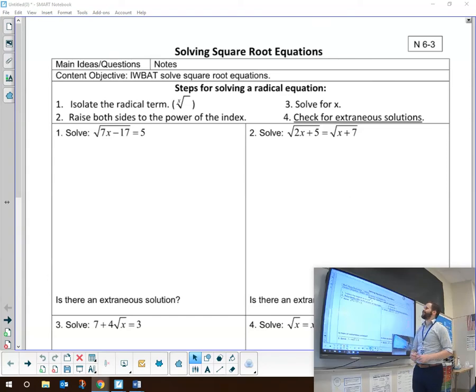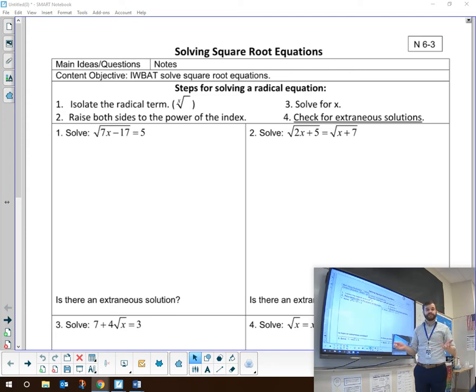Hey guys, today we are talking about solving square root equations. Now we've learned how to solve a lot of different types of equations. We've learned how to solve linear, absolute value, and quadratic equations. Well, today we're learning about our fourth type, which is square root equations.